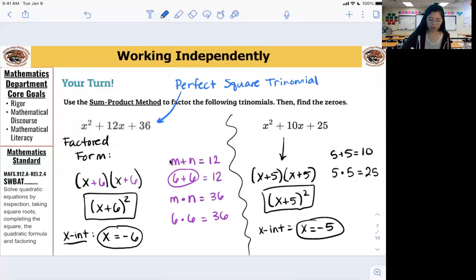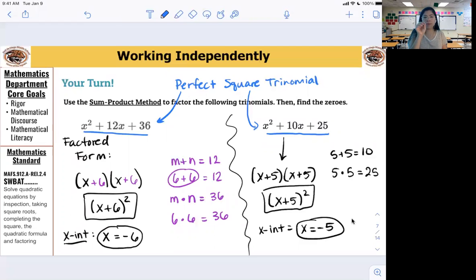So both of these are perfect square trinomials. That's just what they're called. So you might see that word come up, and now you know what it means. It just means that when you factor it, you end up with a perfect square, right? We bring this to the power of 2. So that's where that comes from. It's a perfect square trinomial. Any quick questions? We're going to kick it up a notch on the next slide.